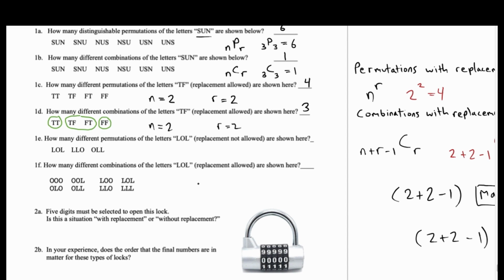Let's try this one. How many different permutations of the letters LOL are shown there? It's supposed to be 3.